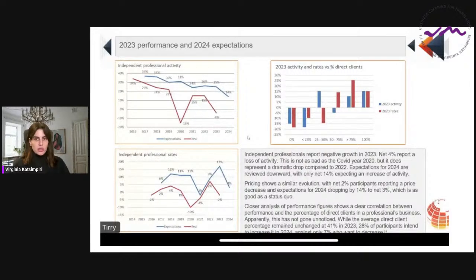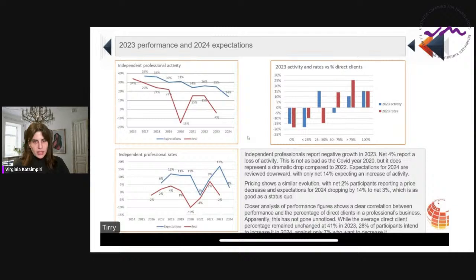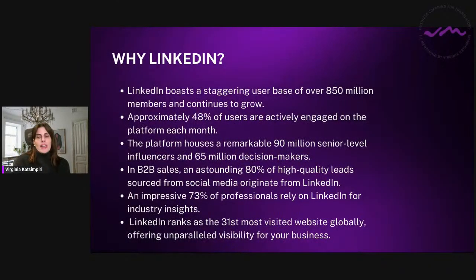Those are the statistics. So if you're going to watch the video, or if you are able to find those statistics published online, I would suggest you visit the link that I just shared and the slide that you see here on your screen. Those are the numbers: 28% of the participants intend to increase that number, against only 7% who want to decrease it. And of course, as you see here, the average direct client percentage remained unchanged at 41% in 2023. I think, and we will be here to check it out together, that in 2025, in the survey that will take place for 2024, this number will have increased.